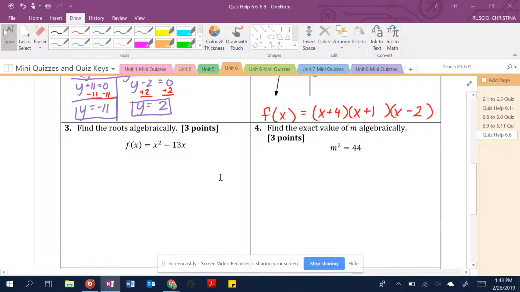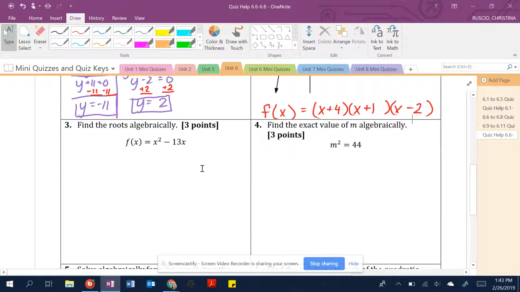You should be too. All right, number 3, find the roots algebraically. Another sign to me that we are not going to have to use any square roots because it doesn't tell me about rounding or, I don't know, like leaving simplest radical form. The first thing that I do notice is that f of x is not set equal to 0. So that's something that's helpful to me.